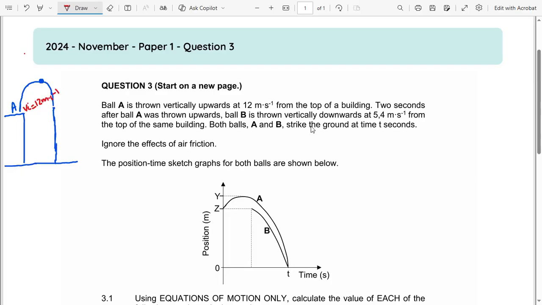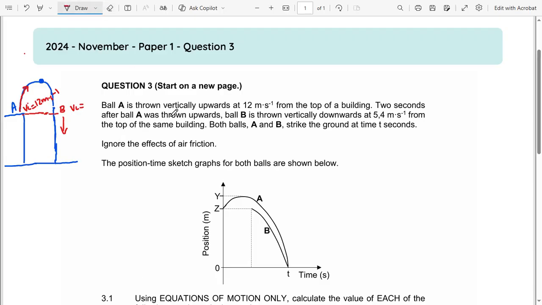Okay, so now 2 seconds after ball A was thrown up, ball B is thrown vertically downwards. At this point, they say from the top of the very same building. So from this point, we're going to have B, which is thrown downwards. So A moves up, B goes down after 2 seconds. Okay, so this is B, and the V initial of B is given as what? 5.4 meters per second.